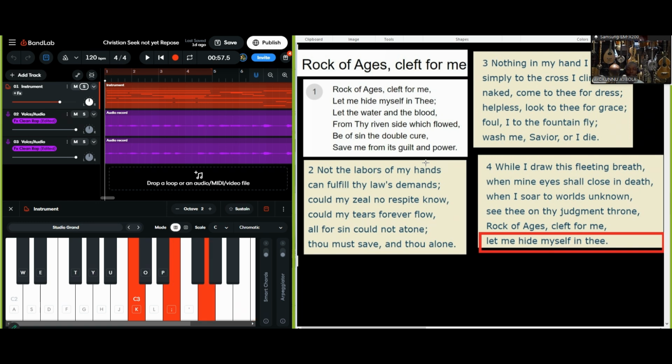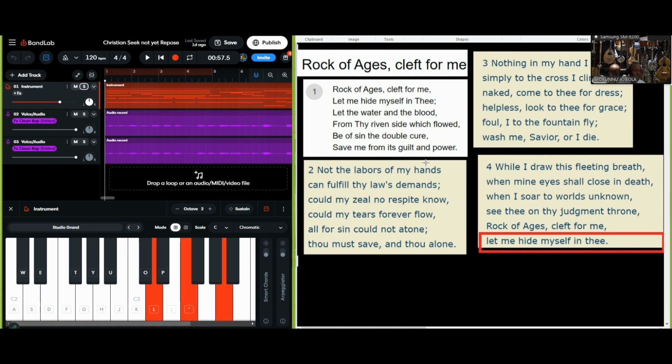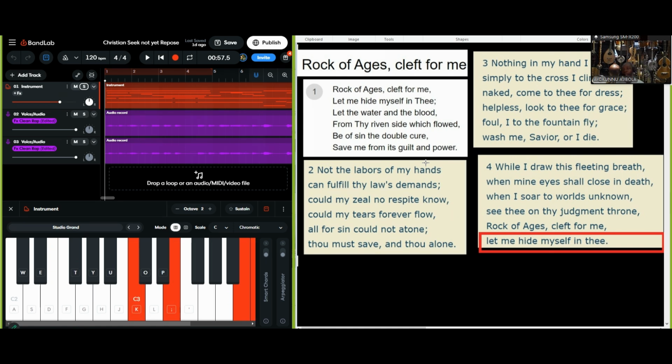Nothing in my hand will... Say that piece again. Nothing in my hand I bring. Simply to thy cross I cling. Naked, come to thee for dress.